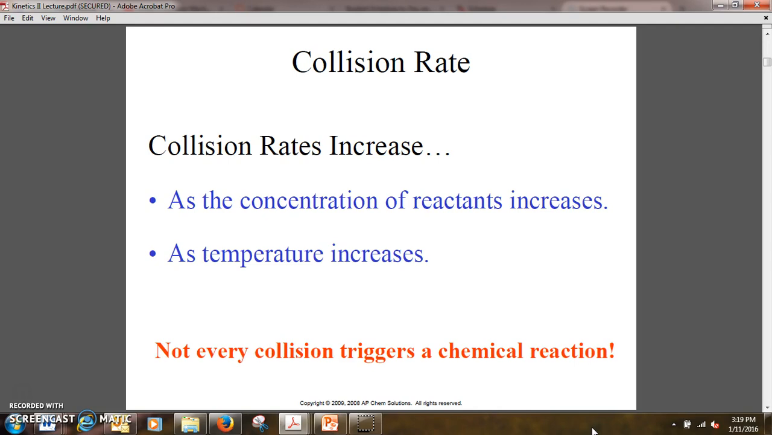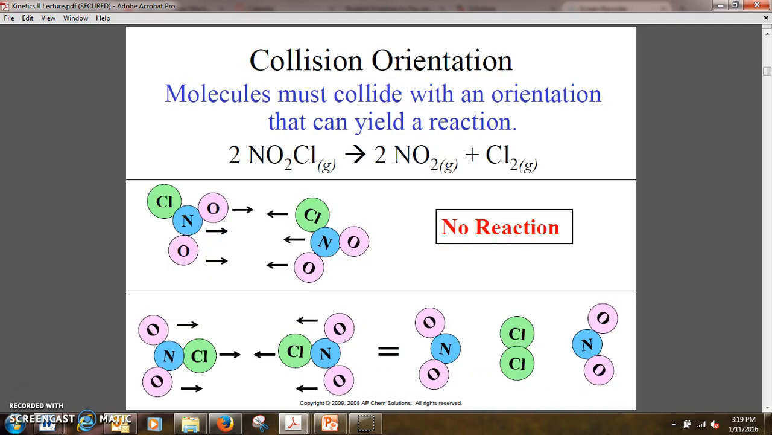We can increase collision rates by increasing the concentration and increasing the temperature, because if we increase the concentration, there's just more of the reactants that are going to come into contact with each other, and the temperature gets them moving faster. So the important thing, as you see down here in red, is that not every collision triggers a chemical reaction. They have to have a lot of things occur in order for those to happen.